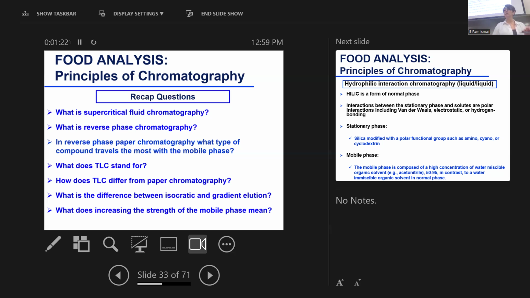All right, what is reverse phase chromatography? When I say this, meaning what would be your mobile phase? What would be your stationary phase? Yes, the mobile phase is a polar compound and stationary is non-polar. And then your compounds are interacting with the stationary phase via non-polar interaction.